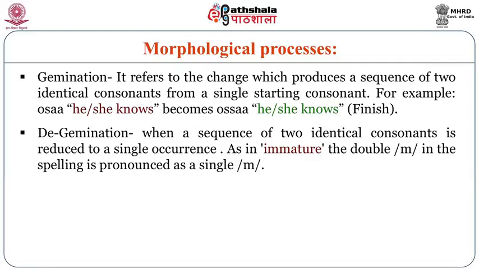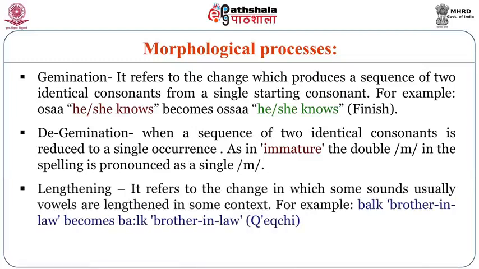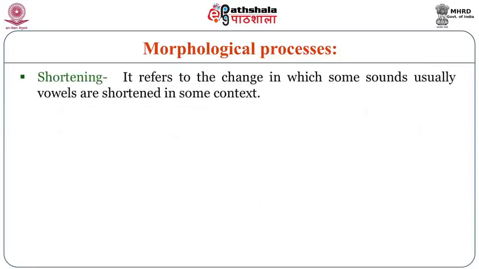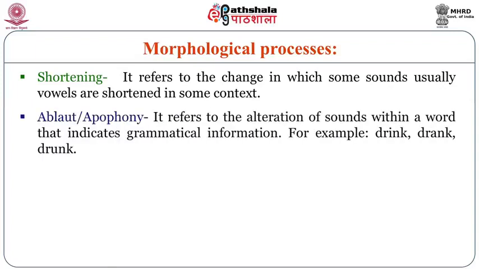Like immature, the double M in the spelling is pronounced as a single M. Then lengthening is there, like brother-in-law becomes brother-in-law. Then shortening refers to the change in which some sounds, usually vowels, are shortened in some contexts. We know that lengthening refers to the change in which some sounds, usually vowels, are lengthened. Apophony refers to the alteration of sounds within a word that indicates grammatical information, for example, drink, drank, drunk.